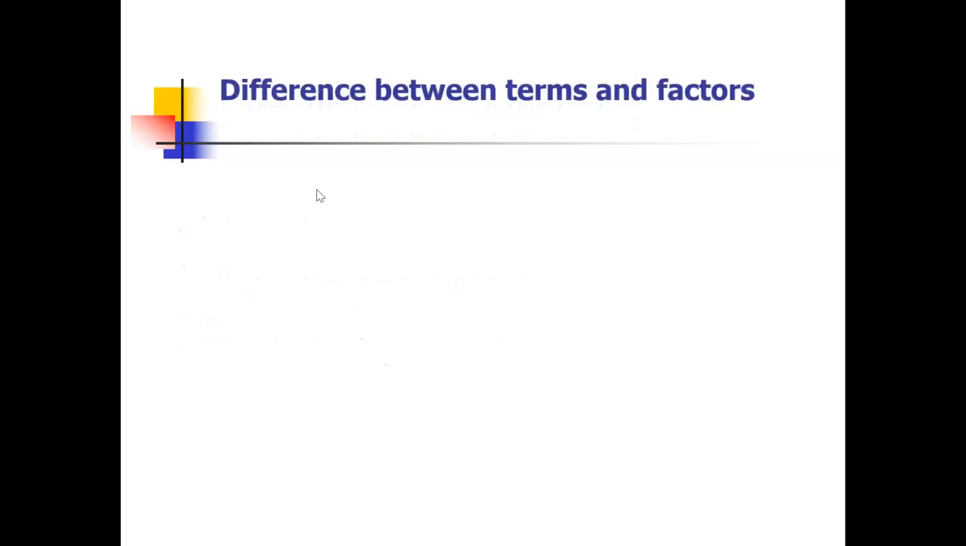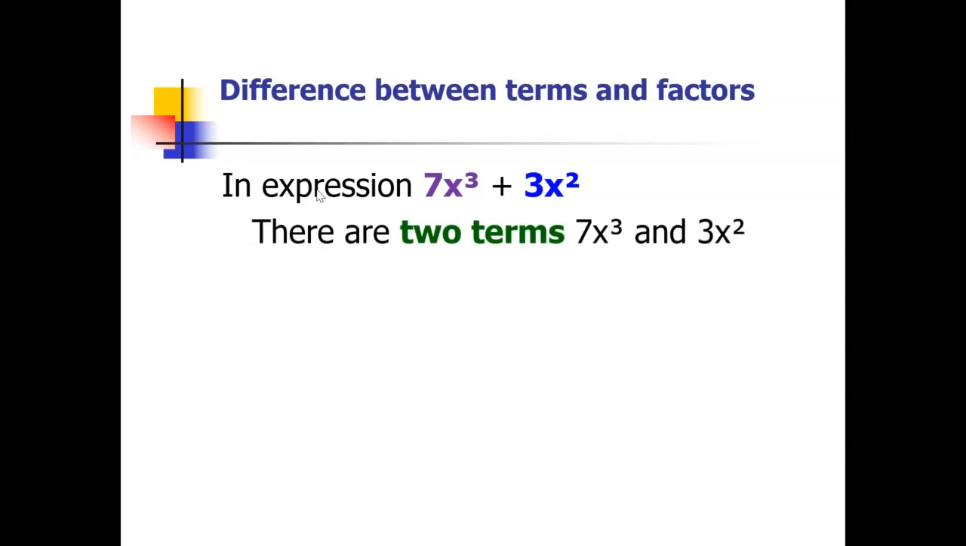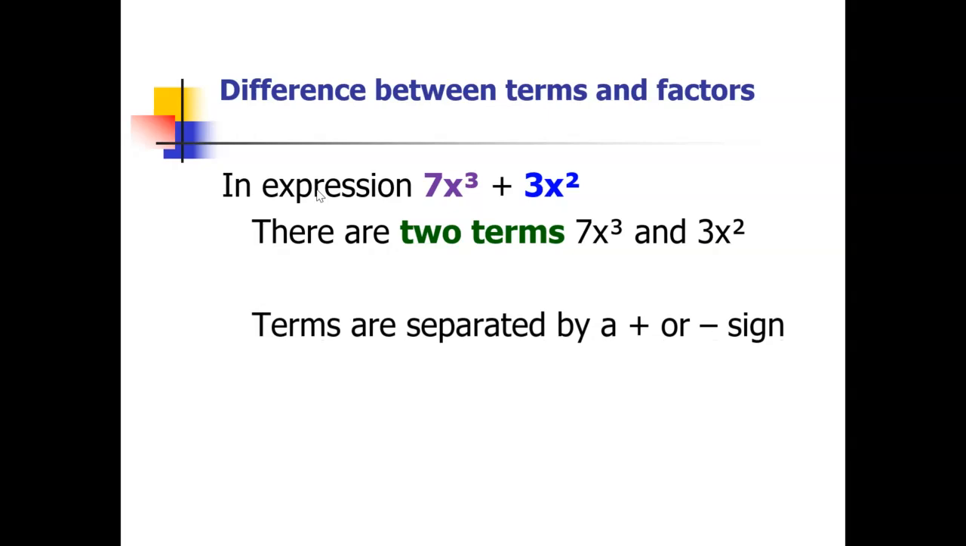Let's first know the difference between terms and factors. In an expression 7x cubed plus 3x squared, we have two terms. 7x cubed is one term and 3x squared is a second term. Terms are always separated by either a plus sign or a minus sign.